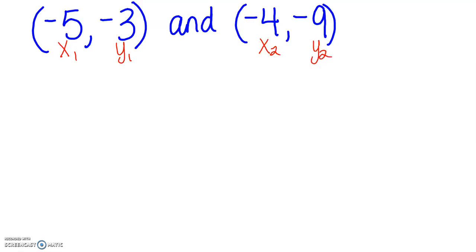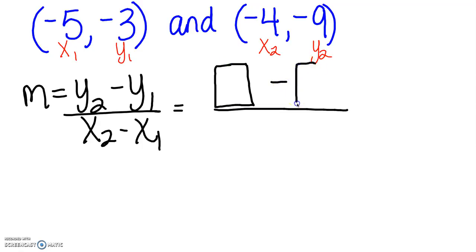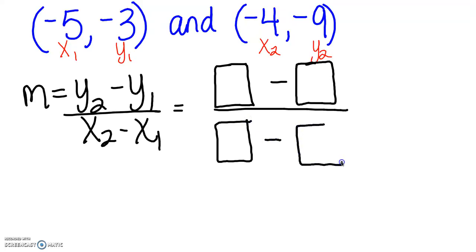If we're finding the average rate of change, then we're going to write m equals y2 minus y1 over x2 minus x1. So now we're going to substitute into our formula. We're going to put a box here for y2 minus a box here for y1, a box here for x2 minus a box here for x1. So now we're ready to do our substitution. In the place of y2, we're going to put -9 minus y1, which is -3. x2 is -4 minus x1, which is -5.